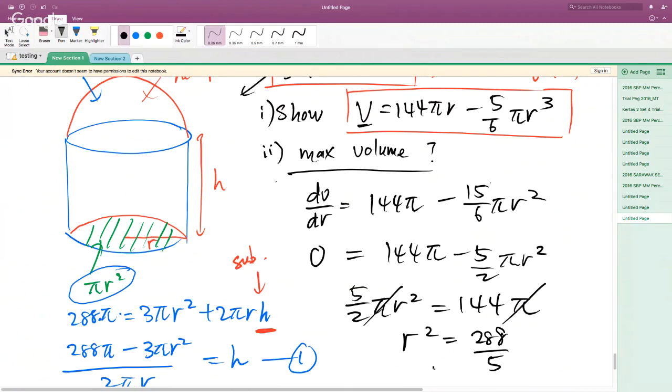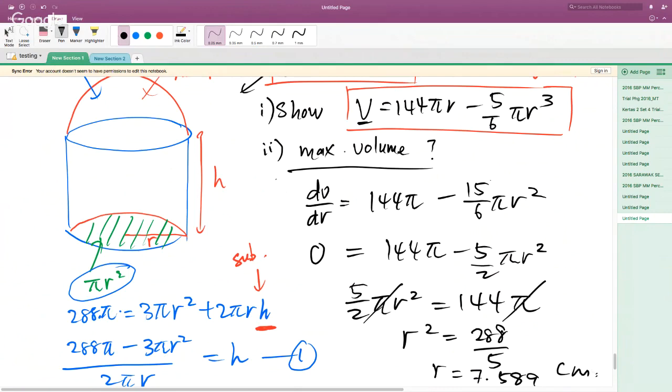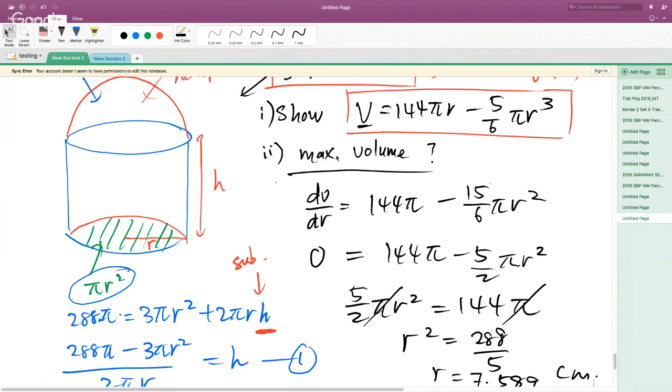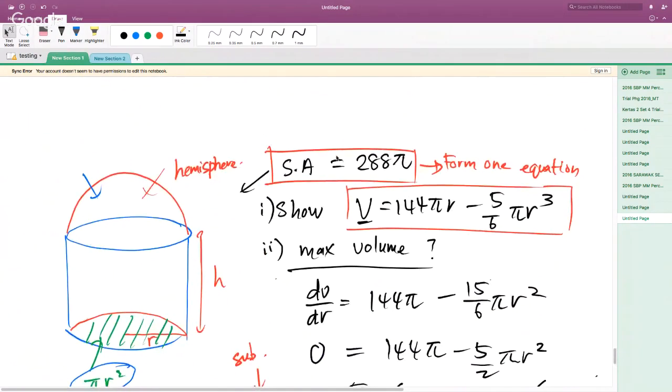And then basically I can get my r is 7.589, 7.589 centimeter maybe. But then you don't stop here, because the question doesn't ask you to find the r. The question basically asks you to find what is the maximum volume. So you have to substitute your r into your volume formula just now.